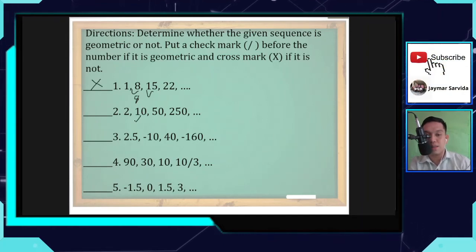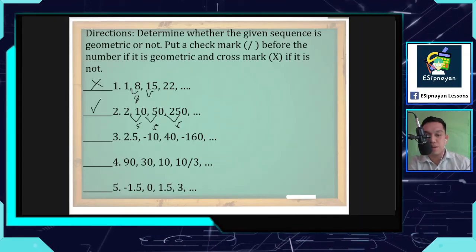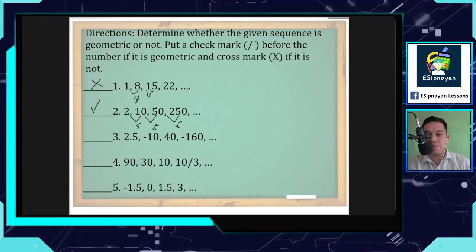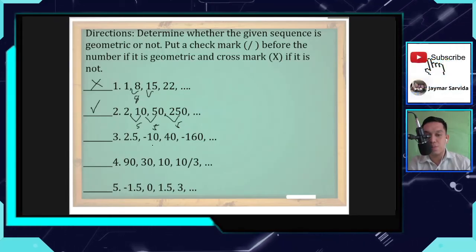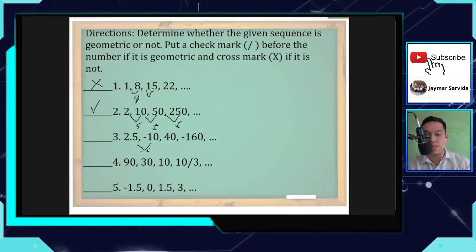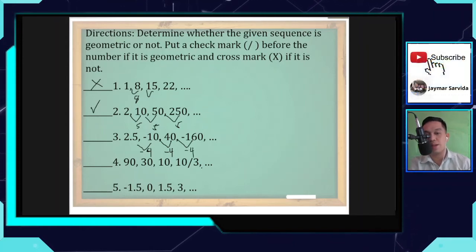Okay, dito naman, 10 divided by 2, 5, 5. At ito naman ay 5 rin. So therefore, geometric sequence yan. 2.5, okay, negative 10 divided by 2.5. So ito ay negative 4. Tama, negative 4. Negative 4 yan. Then negative 4 also. Then ito ay 40, negative 4 also. Negative 4, ayan. So therefore, ito ay geometric sequence.